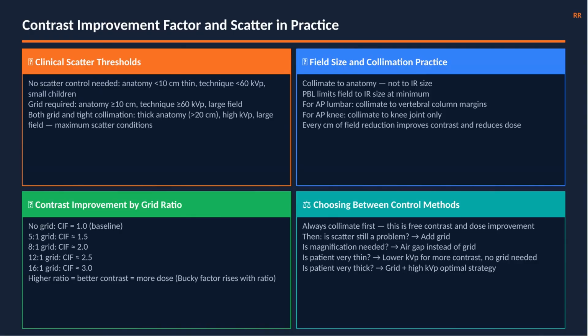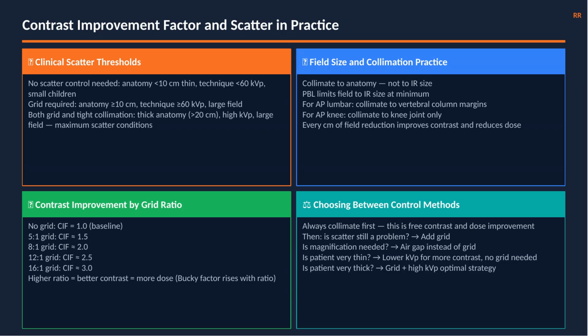Four clinical applications to lock in before the practice questions. First, clinical scatter thresholds. No scatter control needed when anatomy is less than 10 centimeters thin, technique is below 60 kVp, and the patient is small, children, extremities. Adding a grid to thin anatomy multiplies dose for no diagnostic benefit.